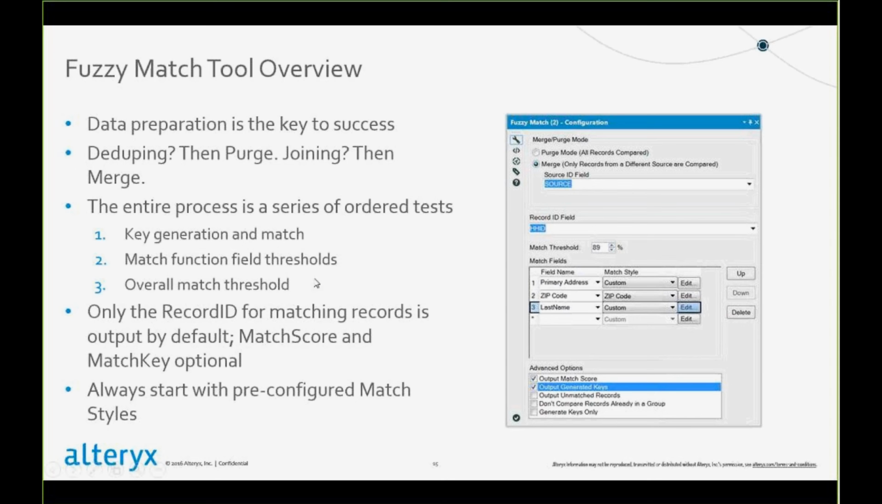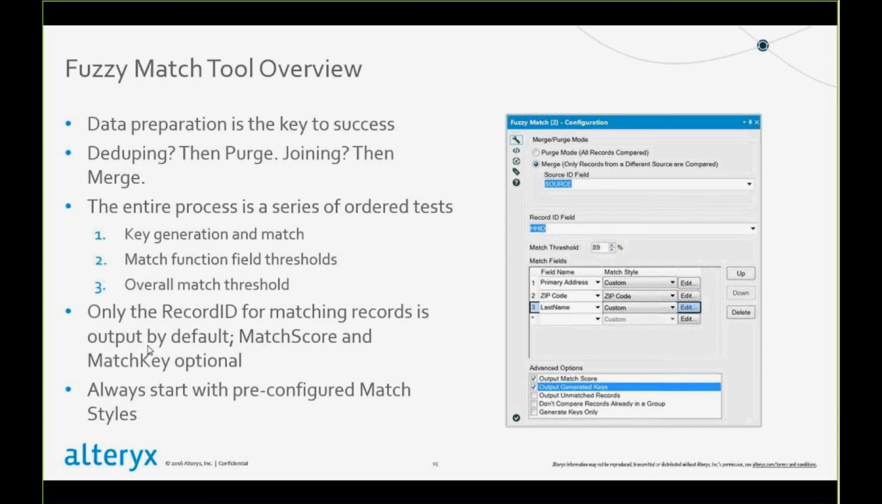So you get to set thresholds in multiple places, and then they kind of all act together to finally give you the result, which is by default simply the record IDs that the fuzzy match tool identified as matches. That's all that comes out of the tool by default.